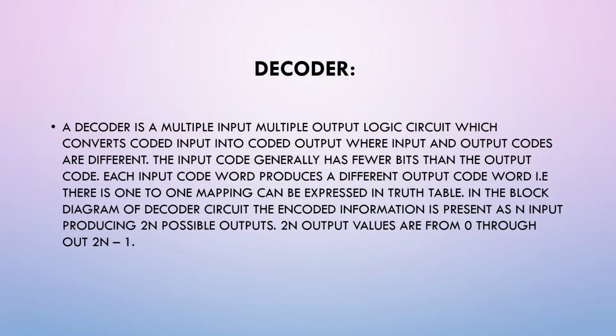Next is the decoder. A decoder is a multiple input, multiple output logic circuit which converts coded input into coded output, where input and output codes are different. The input code generally has fewer bits than the output code. Each input code word produces a different output code word. That is, there is a 1-to-1 mapping that can be expressed in a truth table. In the block diagram of the decoder circuit, the encoded information is present as n inputs producing 2^n possible outputs. The 2^n output values are from 0 through 2^n minus 1.